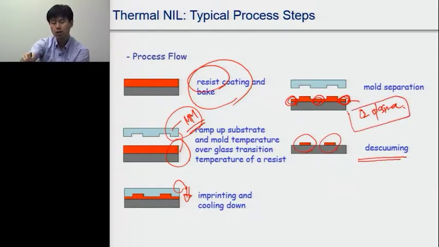This oxygen plasma cleaning step is what some people call the descumming process. The descumming process means removing the very thin polymer layers between the patterns we want to finally achieve.